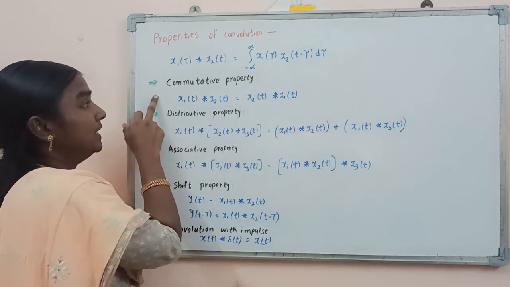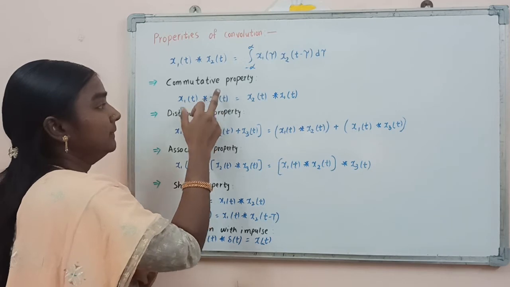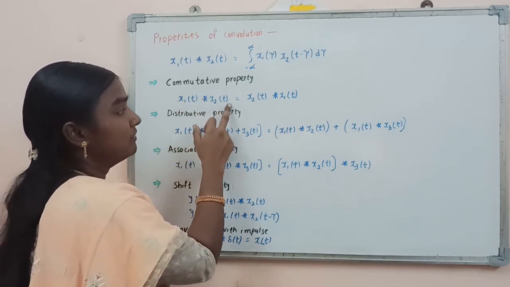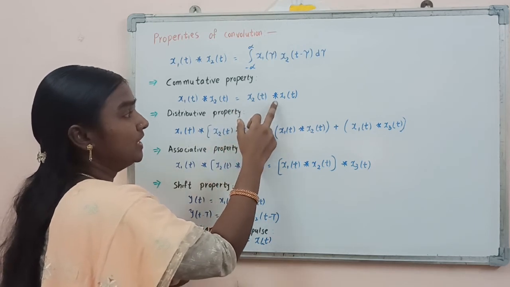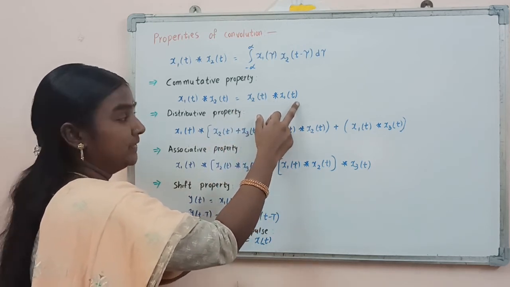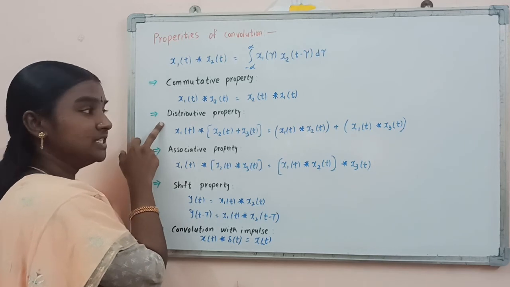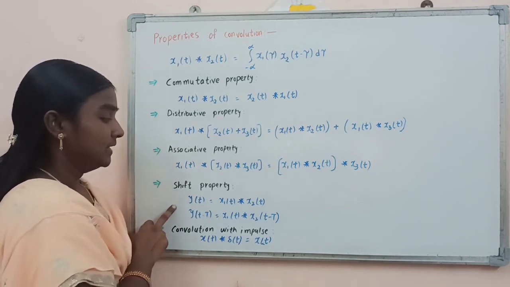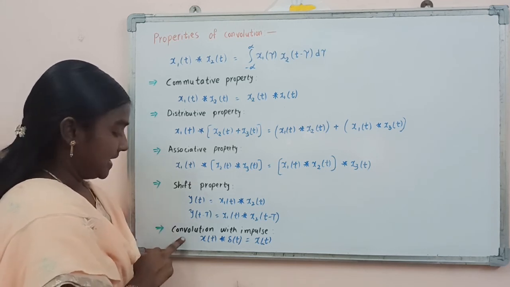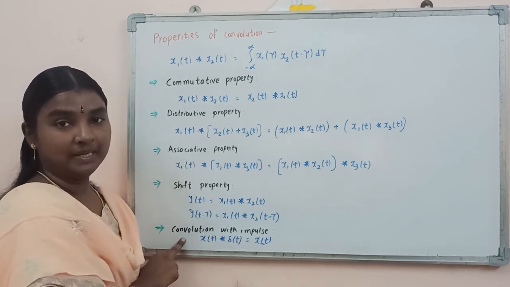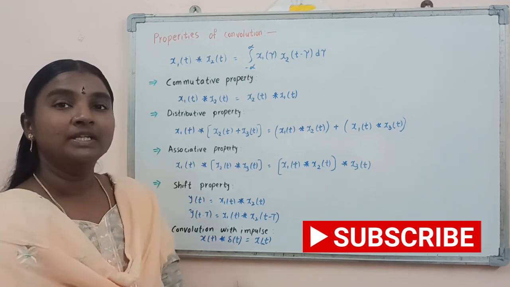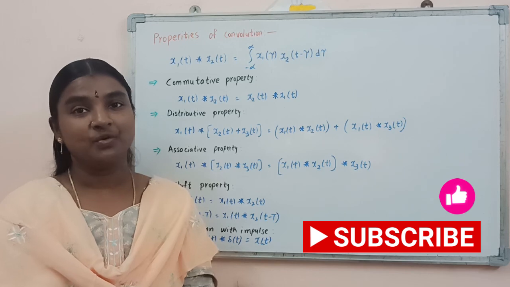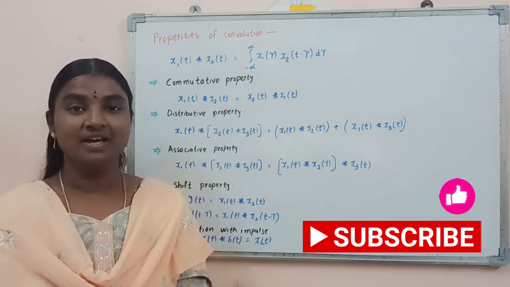And the first property is the commutative property, in this manner: x1 of t convolution x2 of t will be equal to x2 of t convolution x1 of t. And in this manner, we may consider the distributive property, associative property, shift property and the convolution with impulse. So, these are some main important properties of convolution we are going to use when we are solving the problems.